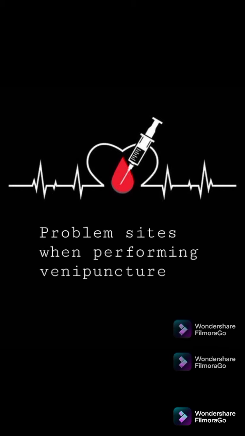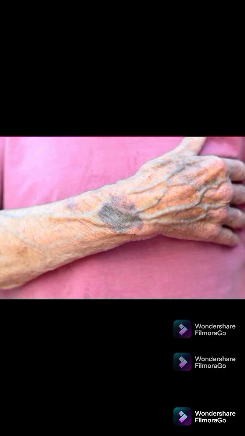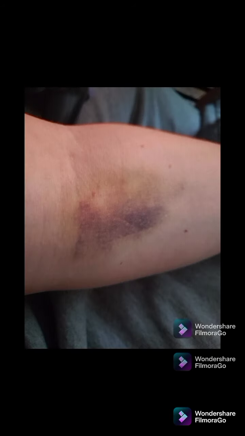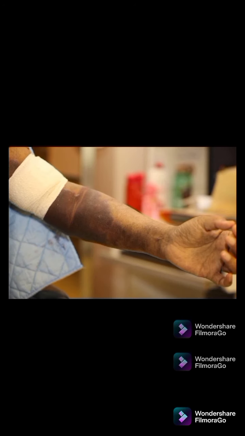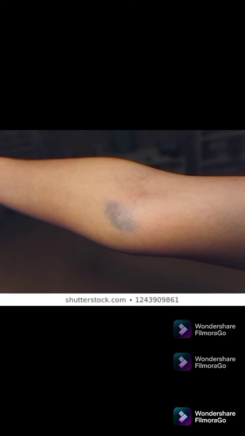When performing venipuncture, some problem sites to be aware of are damaged veins, which are sclerosed or clotted from the effects of inflammation, chemotherapy, or scarring caused by numerous venipunctures. Use another site if possible or draw below damaged veins. Then we have hematoma. Hematoma is blood leaking from a blood vessel during or following a venipuncture. Blood from a hematoma could be contaminated blood and the draw should be performed on another site or distal to the hematoma.